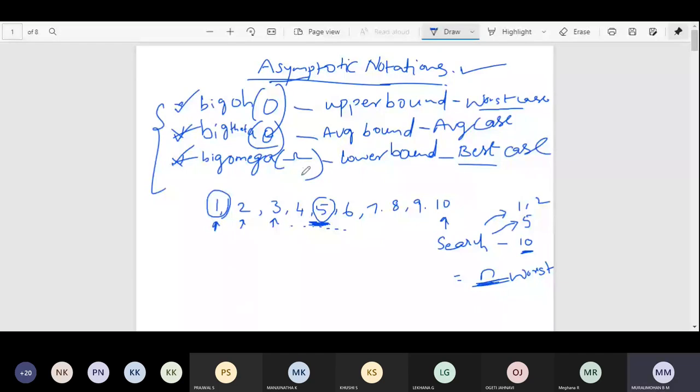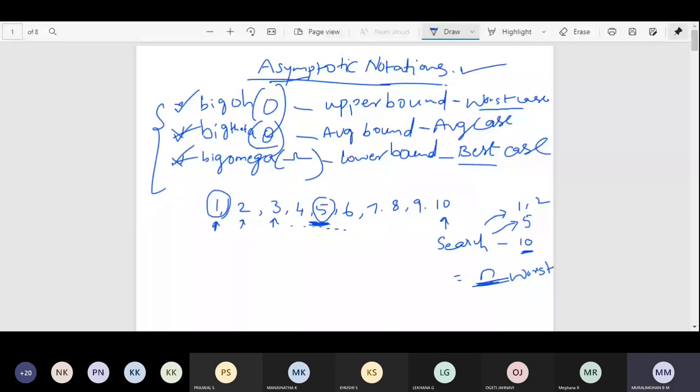Clear? Kindly respond. I hope you understand what big O, the worst case, average case, and the best case are. Clear? Kindly respond. Please. Yes, sir.